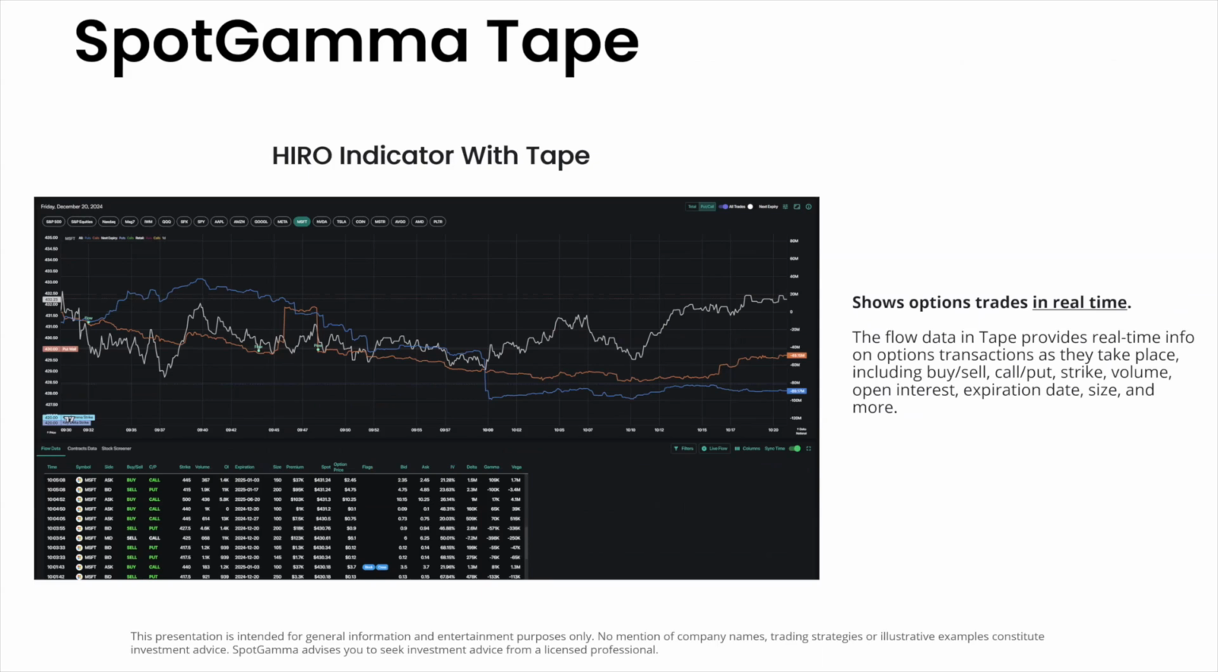Tape complements HIRO by highlighting high volume activity and helps traders quickly see trends and impactful trades. Tape is available on a separate page or in the bottom drawer below HIRO as shown here. Please see the SpotGamma Support Center for more information on these levels and charts.